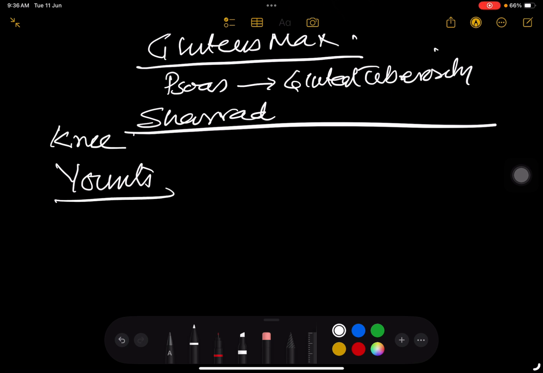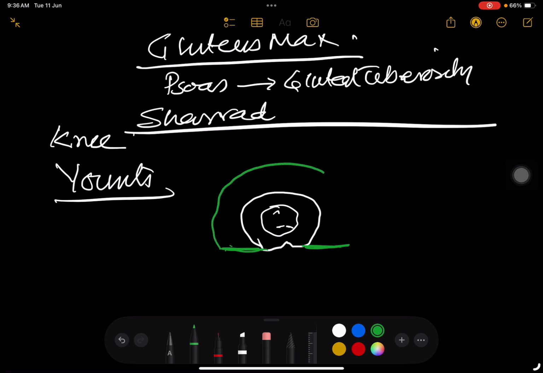In the knee, you understand that this is the femur. This is the lateral intermuscular septum. This is the medial intermuscular septum, right? And this is the deep fascia. This is the deep fascia of this side.